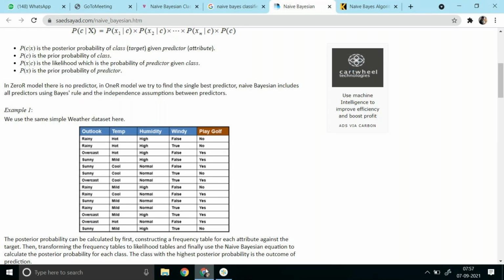Did you get it, Shailesh? Yeah, just for windy conditions, I'm going through it. Okay. Outlook, temperature and humidity I have done. Okay, do it for windy. Windy is true and false values, right? So 1, 2, 3, 4, 5, 4.